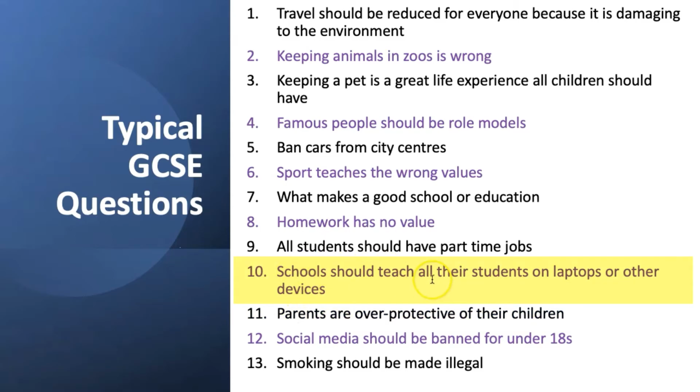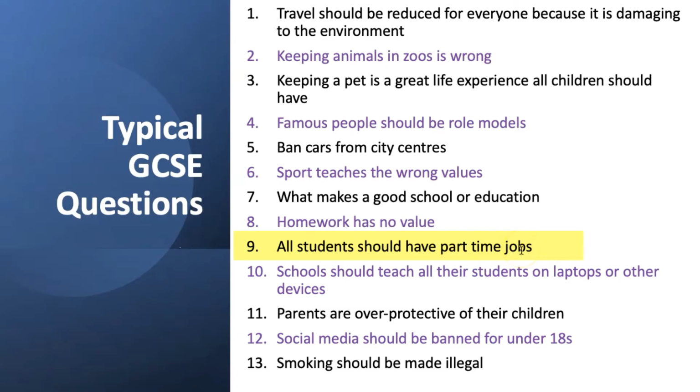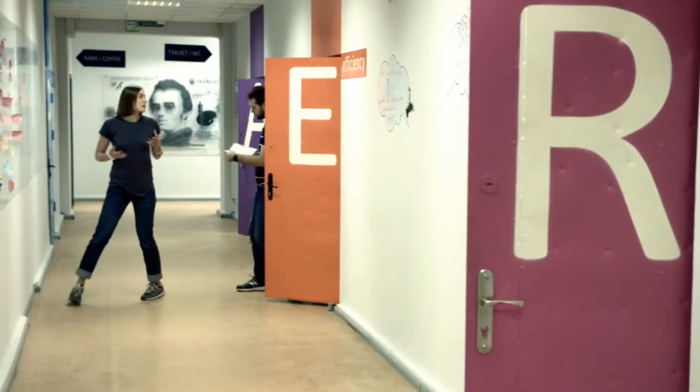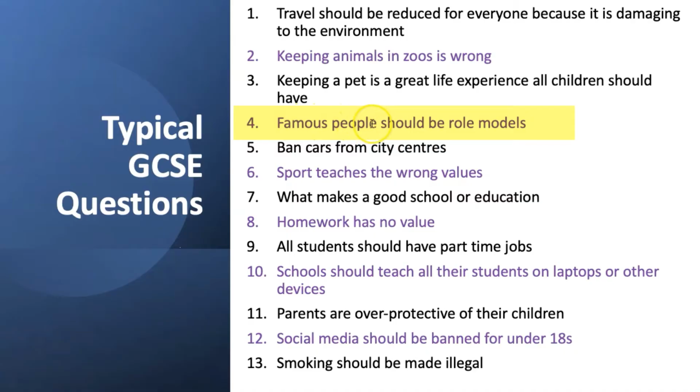I could definitely link it to the idea that technology needs to come into schools. I can link it to the idea that students ought to be able to have part-time jobs. I could also say that this kind of real experience is much more valuable than homework. I could argue that a really good school doesn't just teach towards exams, it gives students life skills. And obviously it's going to link to the idea of famous people being role models.